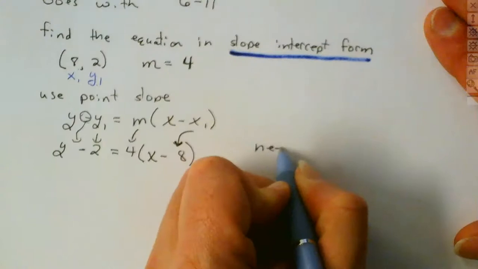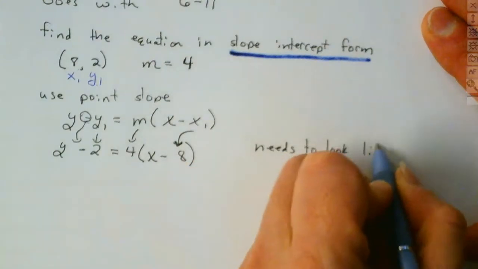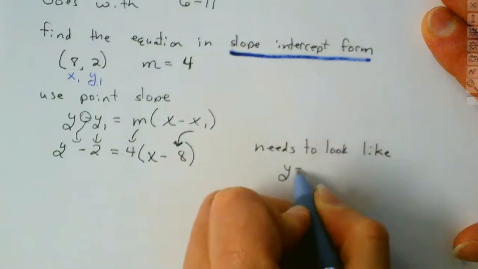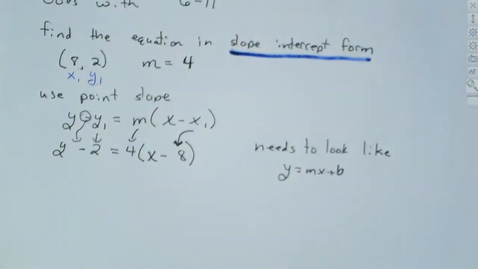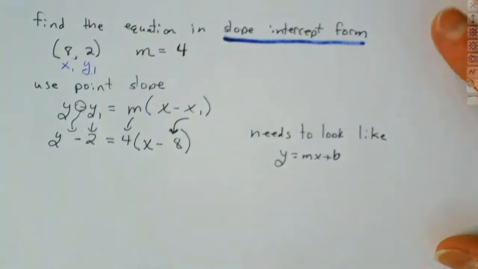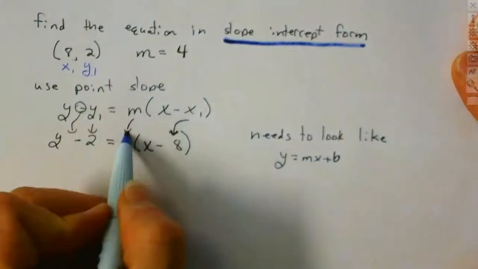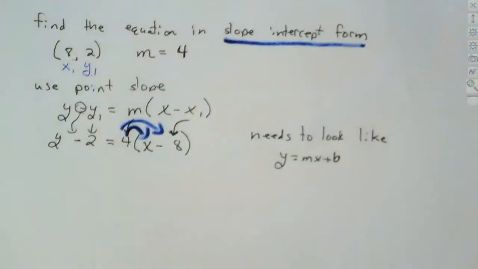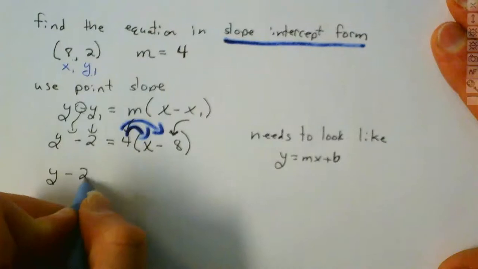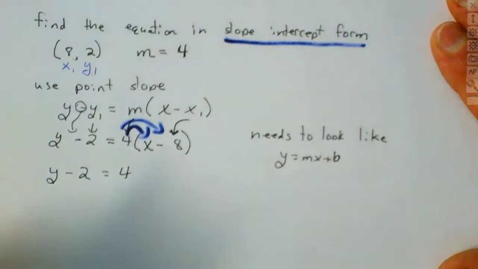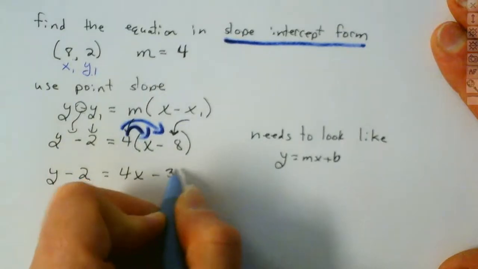So it needs to look like y equals mx plus b. That's what it needs to look like. So we're going to go ahead and make this look like that. How do we do that? Well, we clean it up by distributing that 4 through. So that's y minus 2 equals, when you distribute through, 4x minus 4 times 8 is a 32.